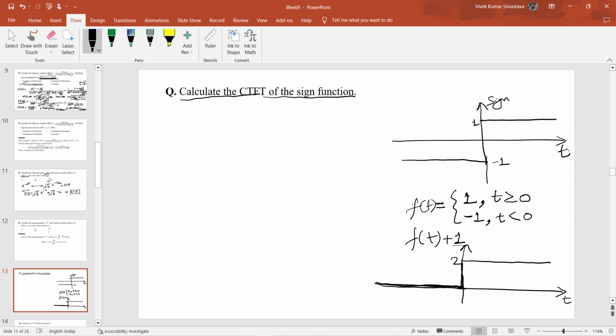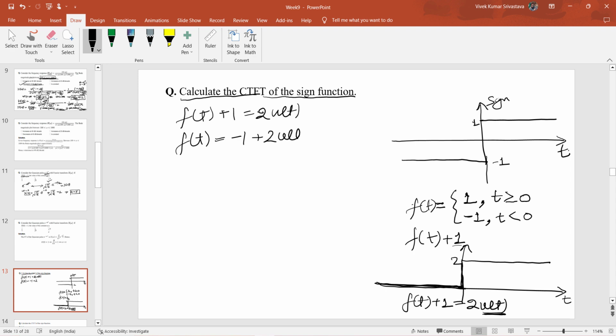So from here we can say that f of t plus 1 will be equal to twice of u of t, where u of t is nothing but the unit step function. So we can write f of t plus 1 is equal to twice of u of t, or f of t is equal to minus 1 plus twice of u of t.